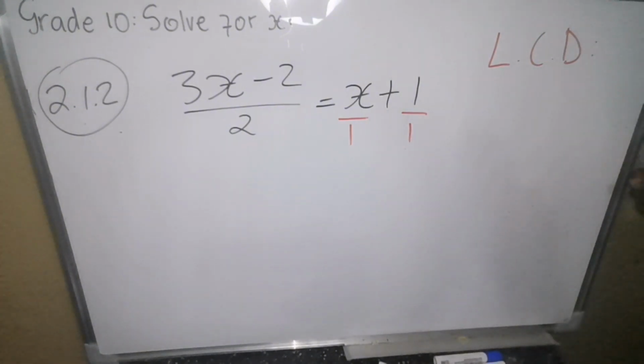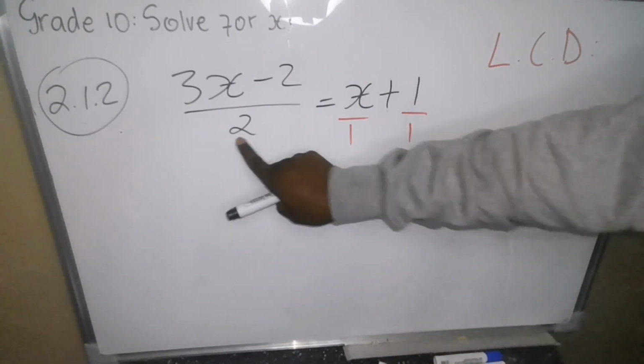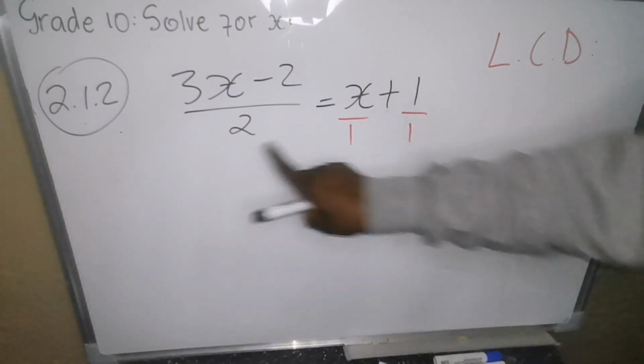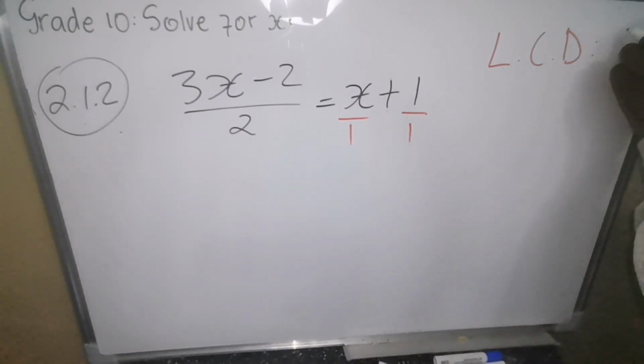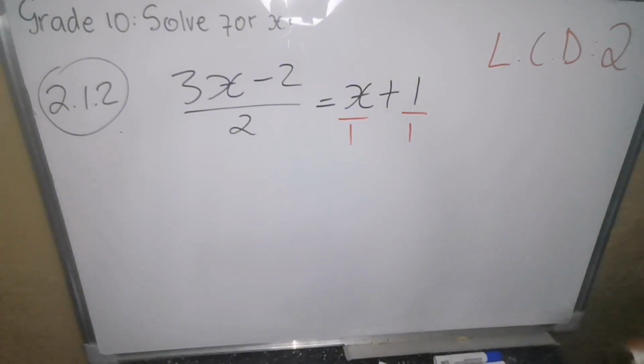Therefore you must find the lowest common denominator. How do you find the lowest common denominator? You multiply each and every denominator you see. What are our denominators? 2, 1, and 1. You multiply them out: 2 times 1 times 1 is 2. Therefore our LCD is 2 in this case.